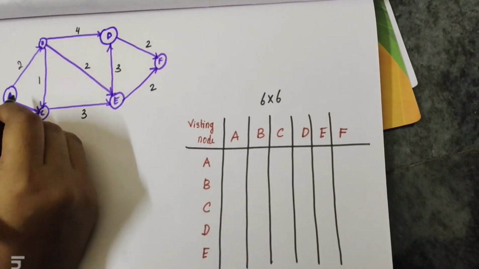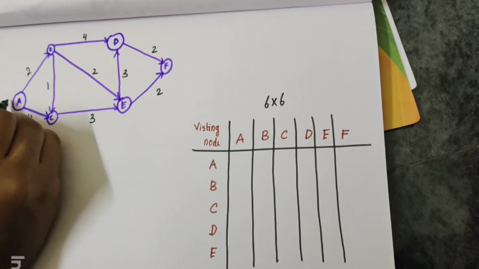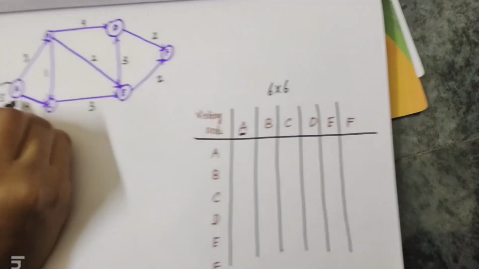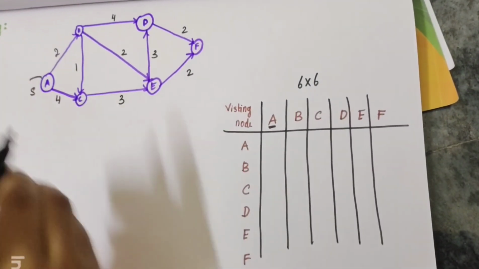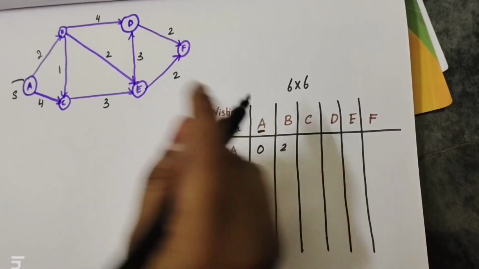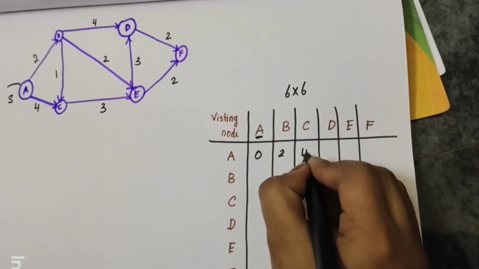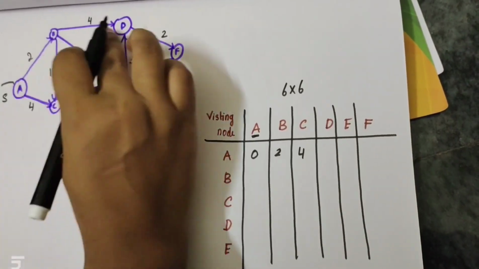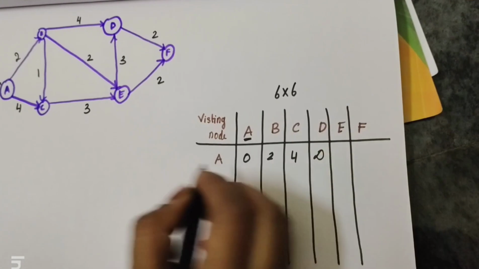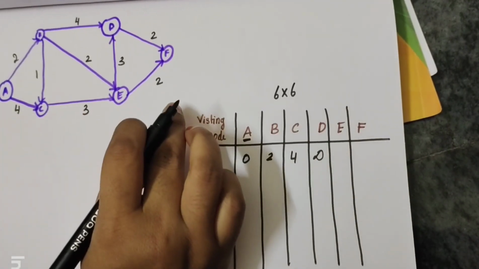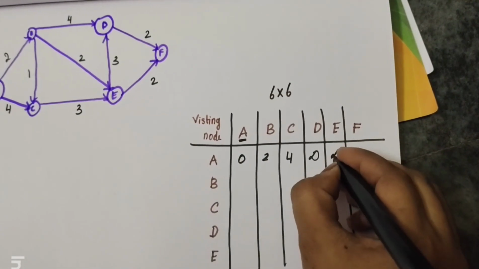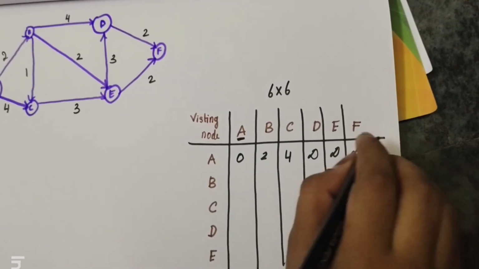So from A, first one A to A, we don't have any self loop, so we will consider this to be 0. From A to B it is 2. From A to C it is 4. From A to D there is no direct link, so we will take it to be infinity. And from A to E also there is no path. From A to F also there is no path, so we will take it to be infinity.